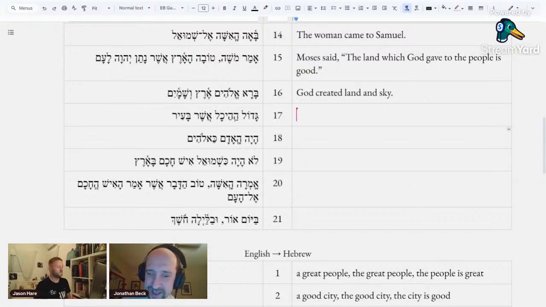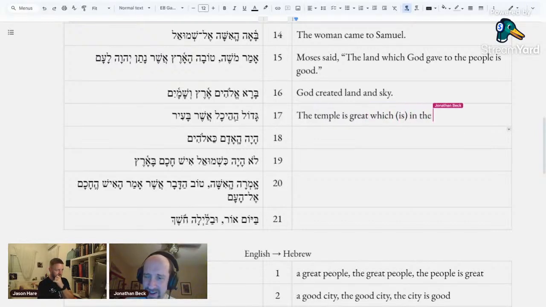Can you hear me? Yes. Okay. Gadol ha'hechal. So great is the temple. So the temple is great. Asher ba'ir, which is in the city. And again, we have ba'ir with a kamatz because of the ayin. The ayin can't take a dagesh, so we have compensatory lengthening here.